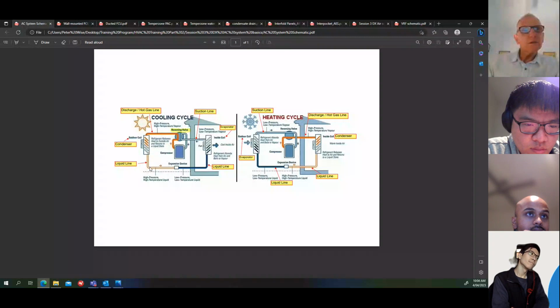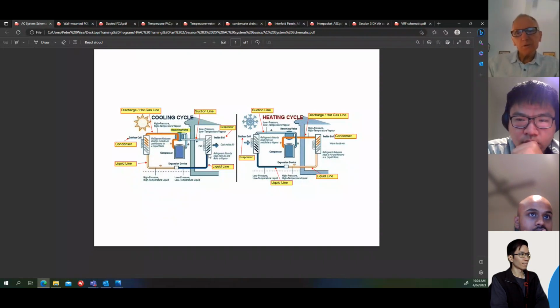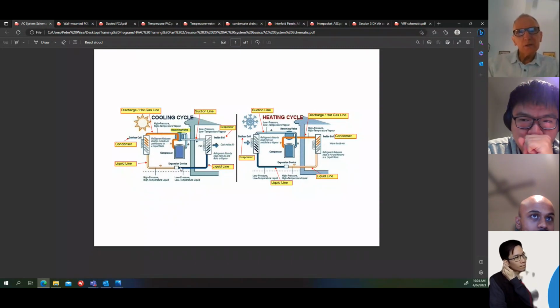So then the liquid line comes back towards the evaporator. It goes through an expansion device, which is normally housed in the fan coil unit. It's not out in the field. If it's a big refrigeration system, it would be all separate components. But in this case, any expansion device would be inside the fan coil unit. When it goes through the expansion valve, it turns into a low pressure, low temperature liquid and goes back into the evaporator, and the process continues.